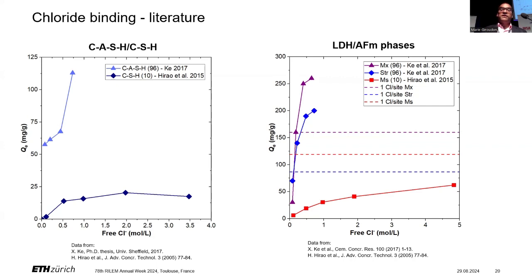The other thing is when you move towards synthetic phases, where you've got meixnerite, which is the Mg-Al-OH LDH, or where you've got monosulfate or stratlingite, in some of the cases they actually have reported chloride binding to be in excess of what's theoretically possible. And this depends on maybe possibly some of the experimental parameters they use.